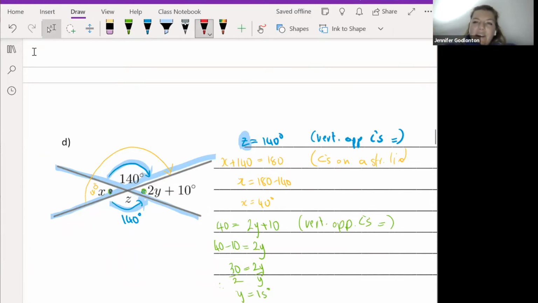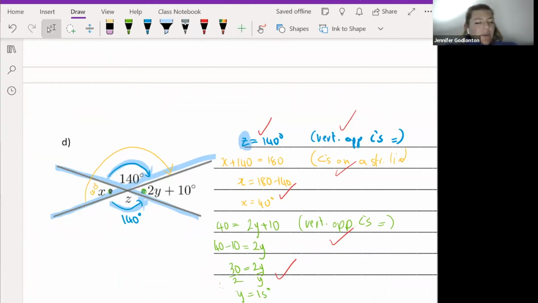Okay, so give yourselves an idea of how many marks you get here. You definitely get 2 for Z. I think you would probably only get 2 for X, and then you would probably actually only get 2 for Y, to be honest.